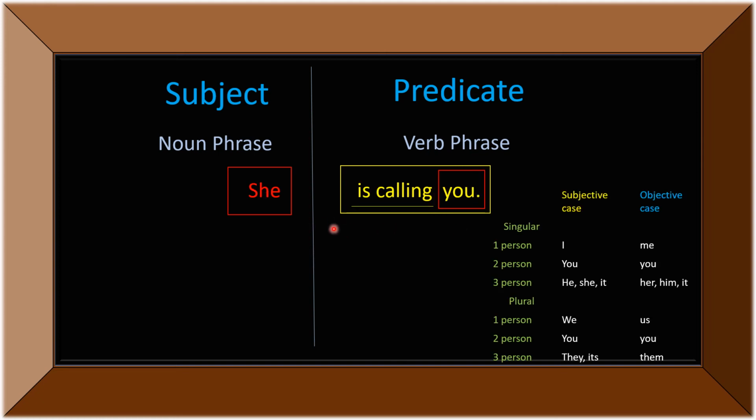She is calling you. She is a personal pronoun in subjective case. Is calling you is the verb phrase and the predicate of the sentence. Is is a helping verb, a primary auxiliary. Calling is a verb, dynamic verb, extensive verb, transitive verb, present participle. You is the direct object, personal pronoun in objective case. Just a quick reminder of all the objective case. Now, this is a declarative sentence, so it's going to end with a period.